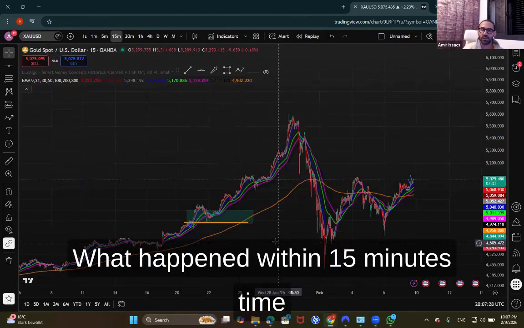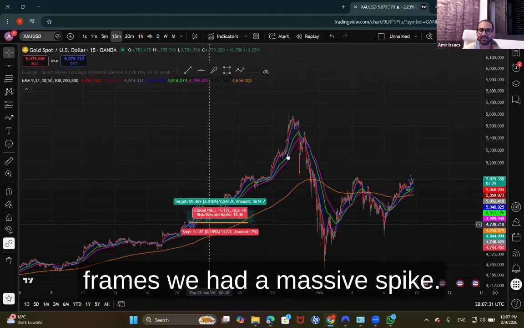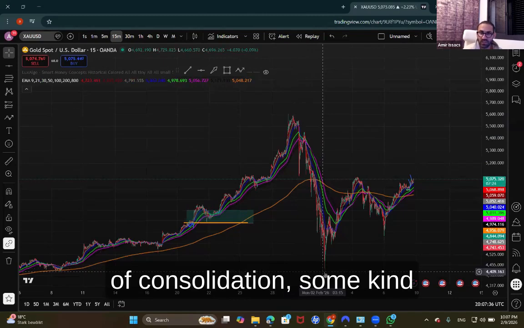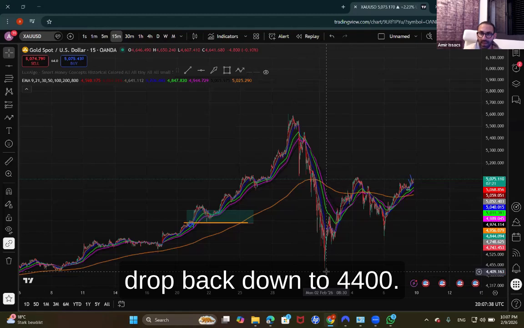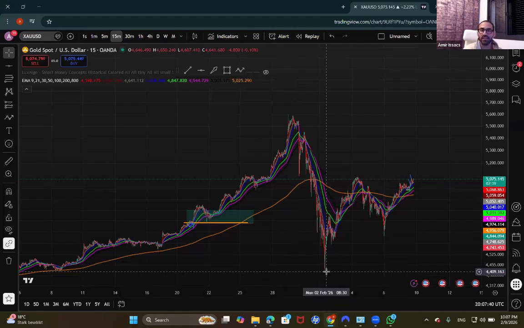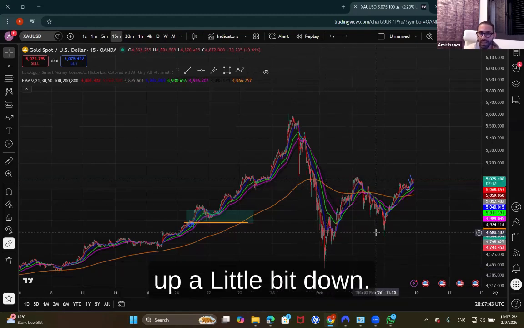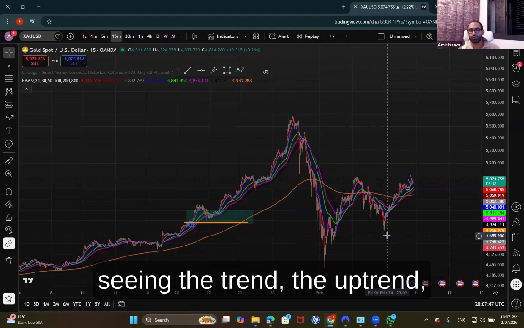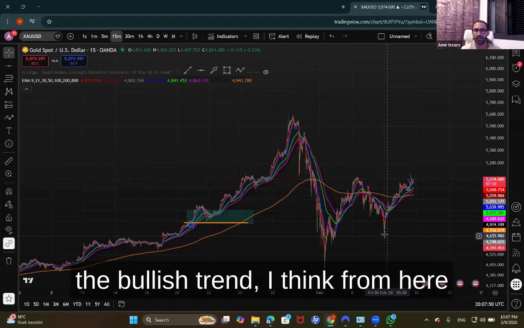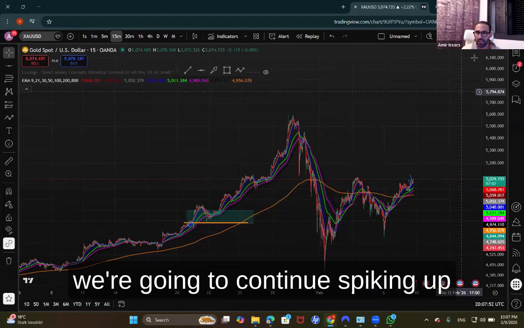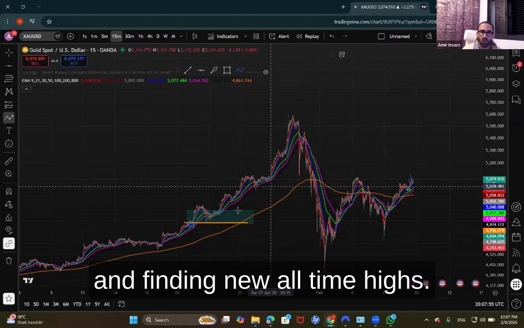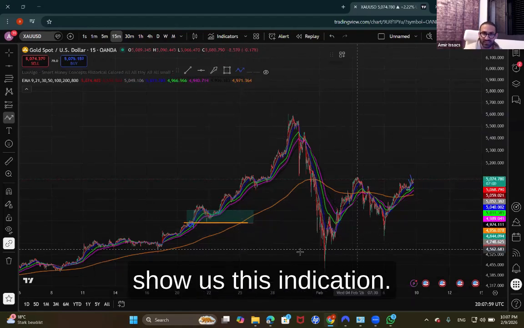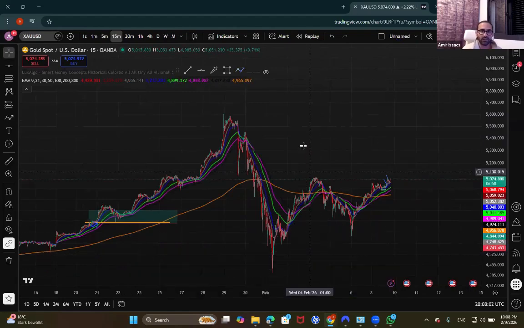So let's look at gold, what happened within 15 minutes time frames. We had a massive spike, then we had some kind of consolidation, some kind of a correction, letting gold drop back down to 4,400. Then we went back up, a little bit down. And in my opinion, because we're seeing the uptrend, the bullish trend, I think from here we're going to continue spiking up and finding new all-time highs. There are many patterns that show us this indication.